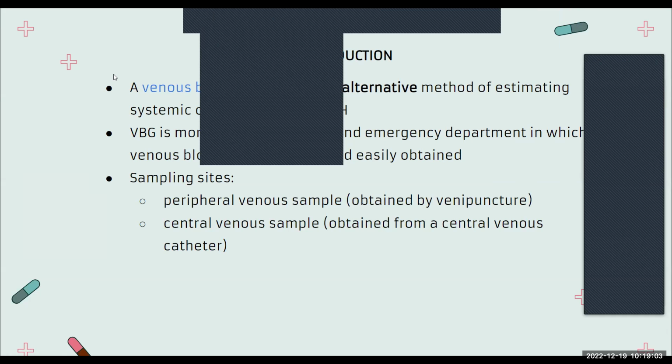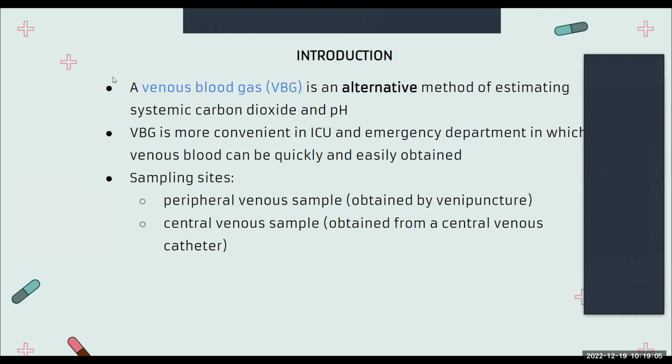Okay, the next is VBG. It is an alternative for ABG in estimating systemic carbon dioxide and also the pH of the blood. This procedure is more convenient in ICU and emergency settings, in which venous blood can be quickly and easily obtained, because usually in this setting there is already an indwelling catheter in either a central vein or a peripheral vein.